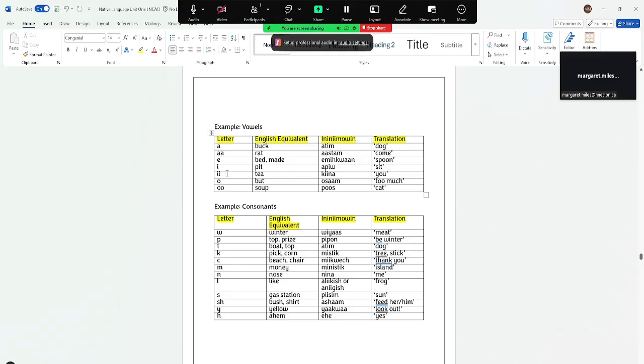The long E sound, and in the English equivalent, the word would be tea. Tea, you could hear the long I sound. And a word in the Cree language, kina, you can hear the long I sound, which means you.